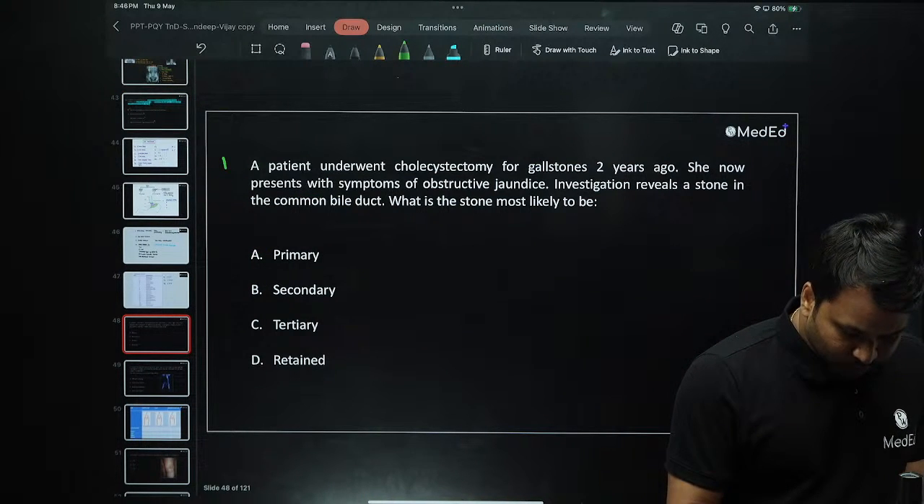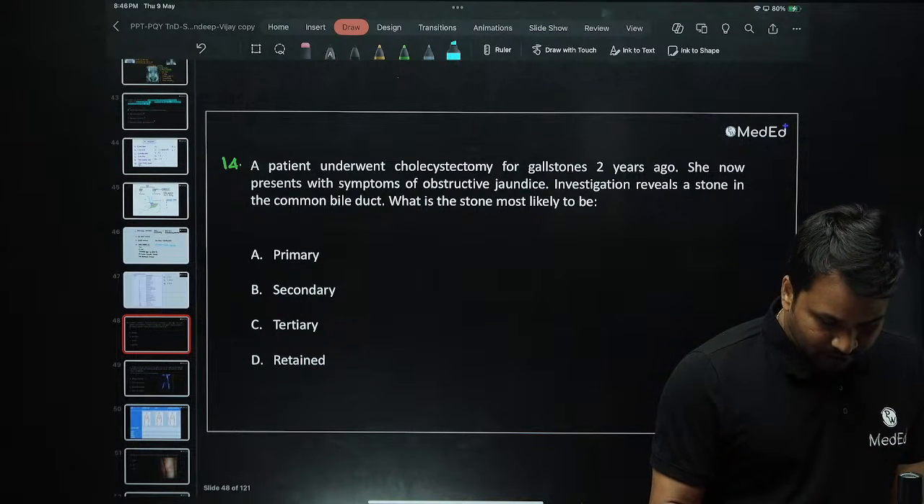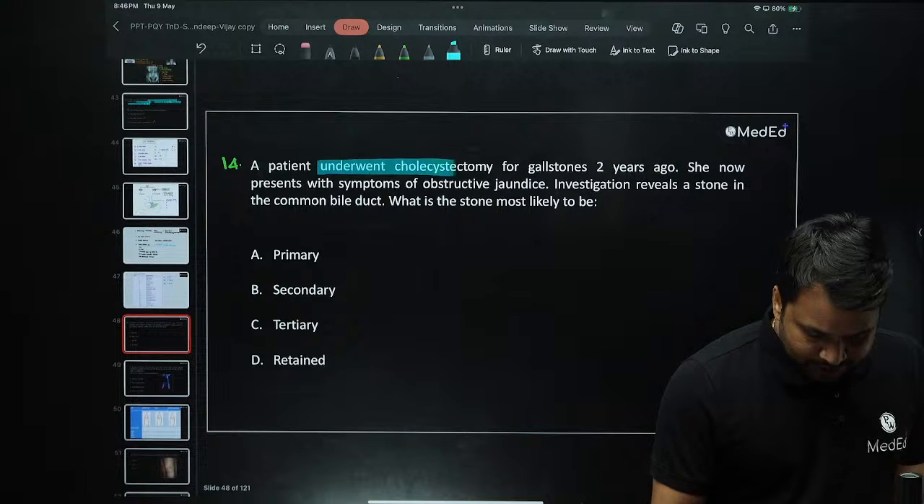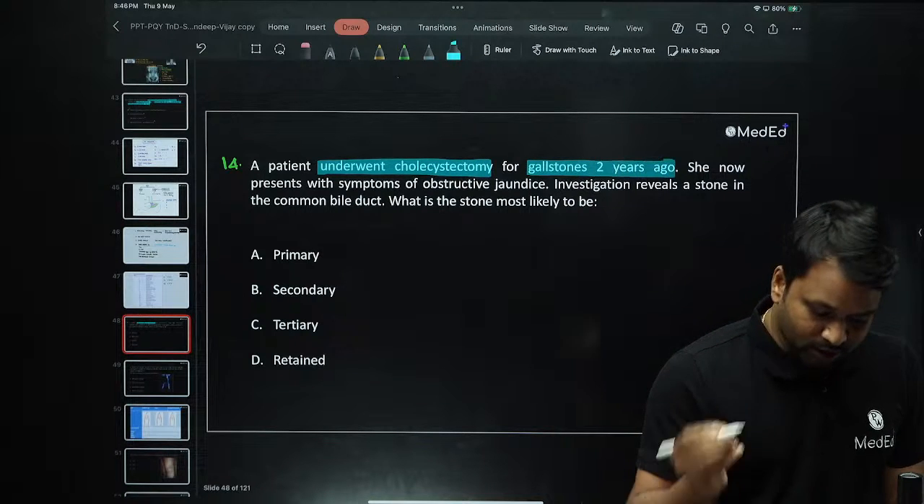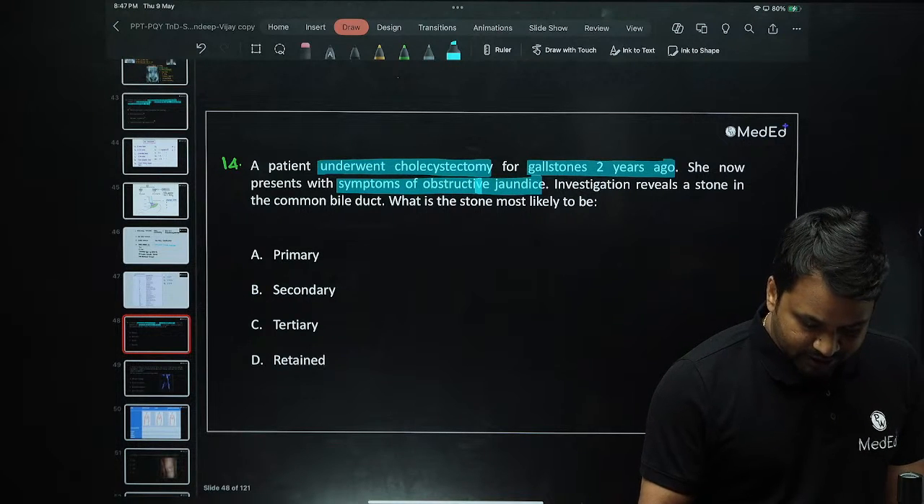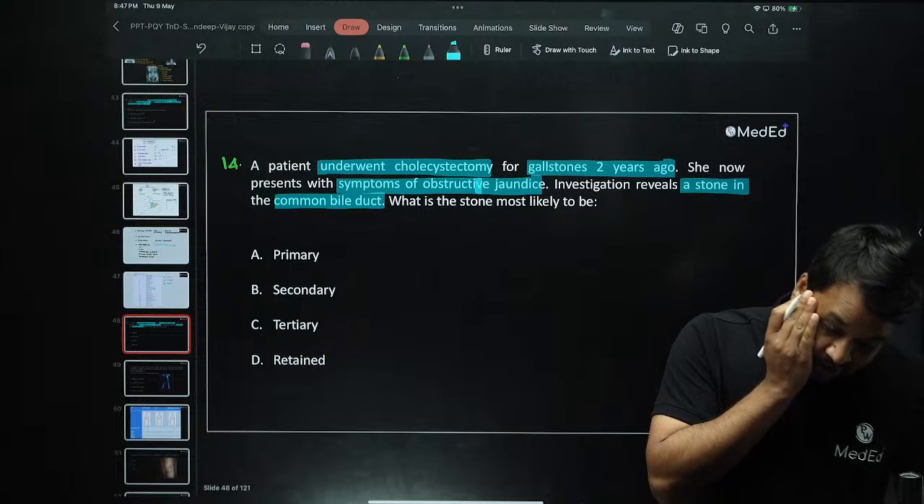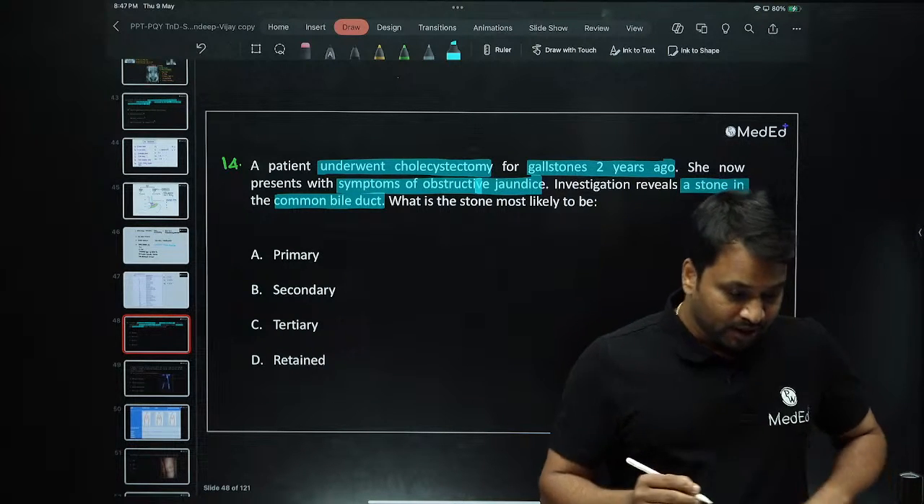Question number 14. Now, in question number 14, what do you have? I have a patient who underwent cholecystectomy for gallstones 2 years ago. She now presents with symptoms of obstructive jaundice. Investigation revealed a stone in the CBD. What is the stone most likely to be?